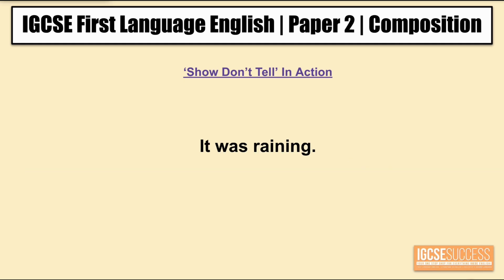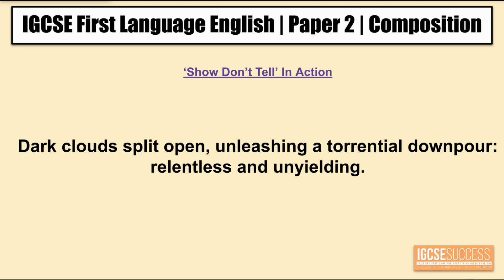Now, our second rather bland and boring sentence is, "It was raining." Okay, how could we improve this? Well, let's take a look. "Dark clouds split open, unleashing a torrential downpour, relentless and unyielding." Now, this image is particularly successful because it works to convey a sense of intensity and emotional weight, even though it's describing the weather.